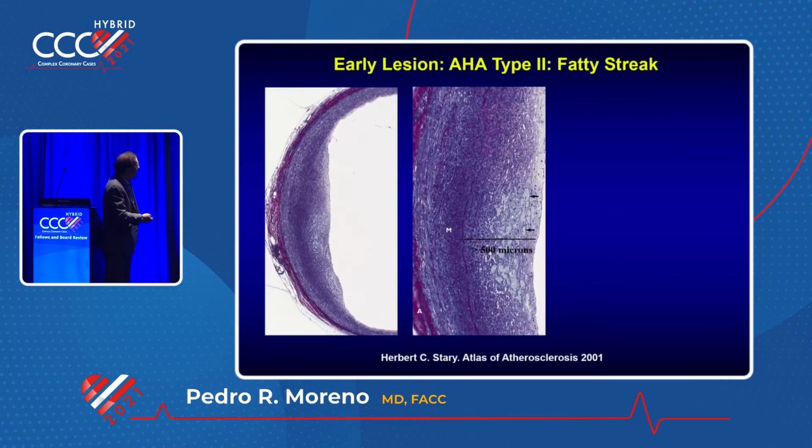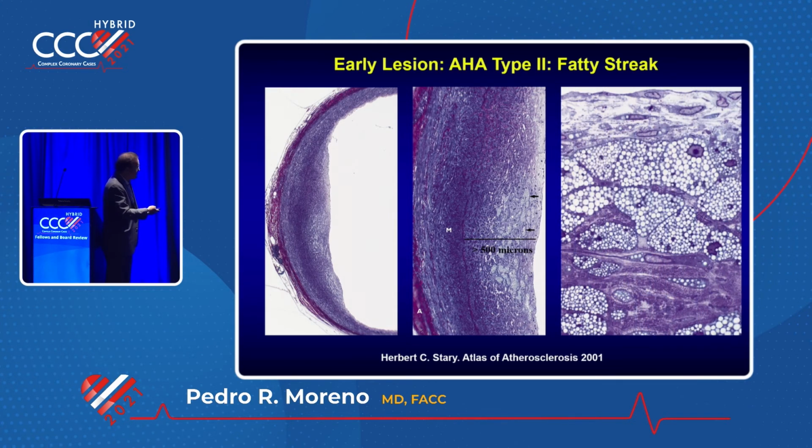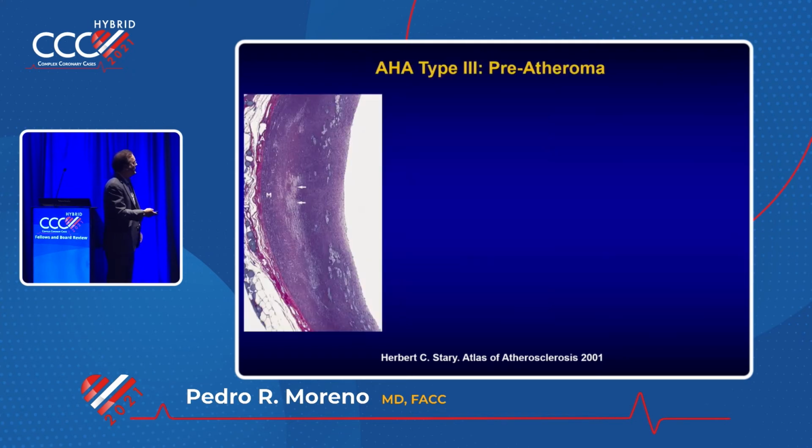So these are 500 microns. This is a fatty streak. And what happened here, this is a fatty streak. This is in electron microscopy. I told you about the fatty streak. I told you about the giant cell.